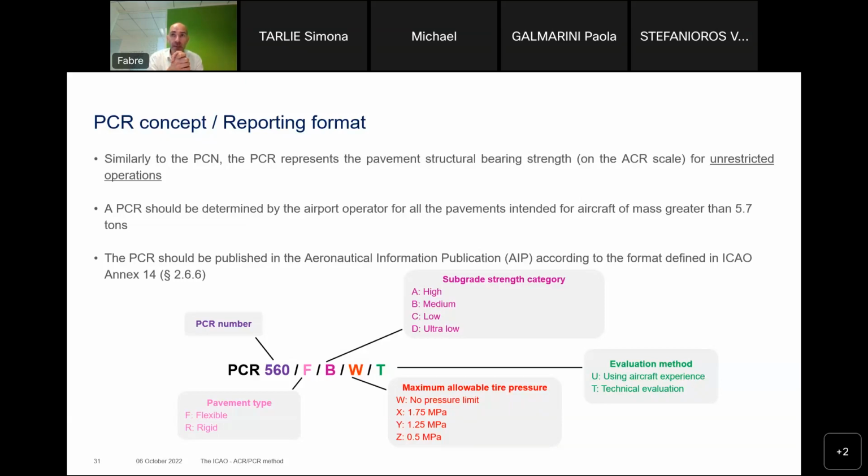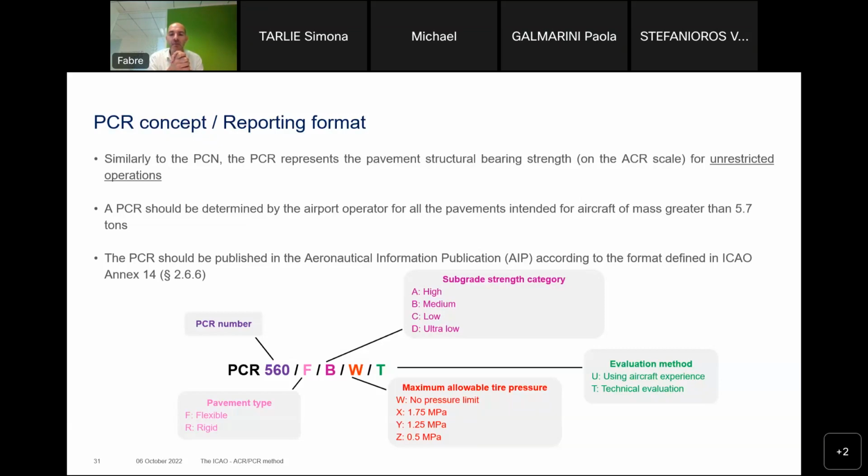For composite structures or special structures, it is necessary to identify the structures either as flexible or rigid pavement according to their mechanical behavior. The second letter is the subgrade strength category. And the third letter is the maximum allowable tire pressure.